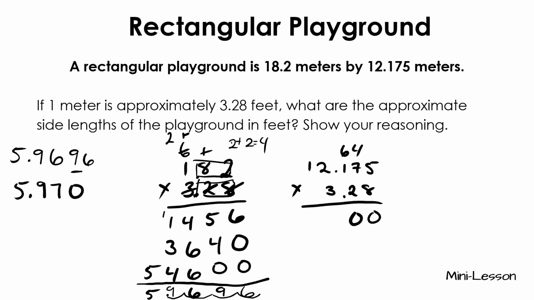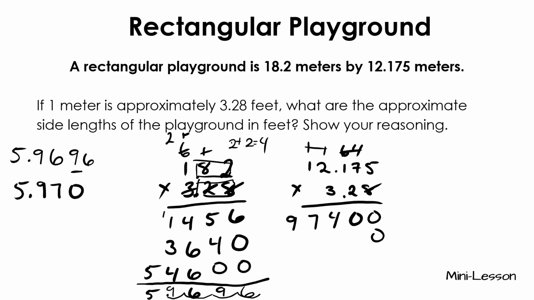8 times 1 is 8. Plus 6. That is 14. 8 times 2 is 16, plus 1, that is 17, and then 8 times 1 is 8, plus 1 is 9. So we're done with the 8s, and we're done with these. Now we put a 0 in that space because we're done.